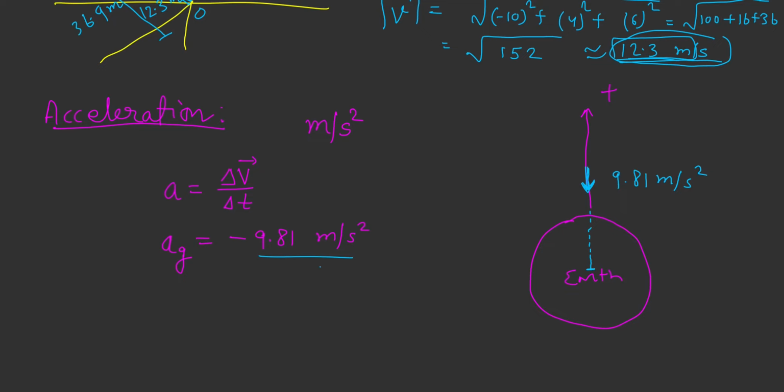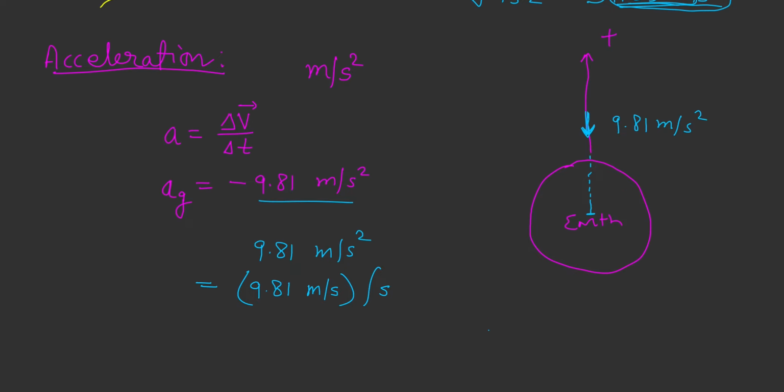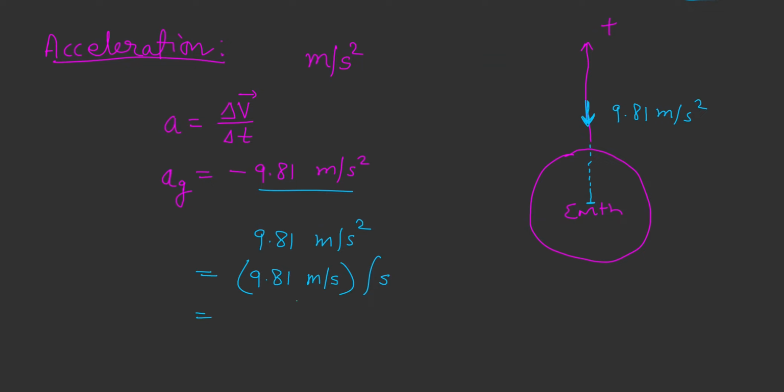Let's elaborate this 9.81 meters per second squared a little more. You can write 9.81 meters per second squared as 9.81 meters per second per second. And what does this mean? 9.81 meters per second is the change in velocity which is taking place every second. So what does this mean?